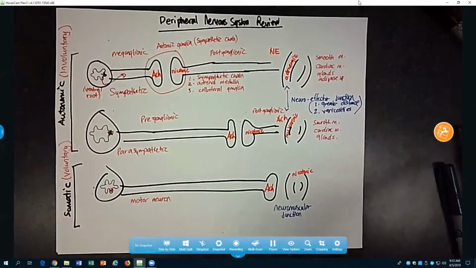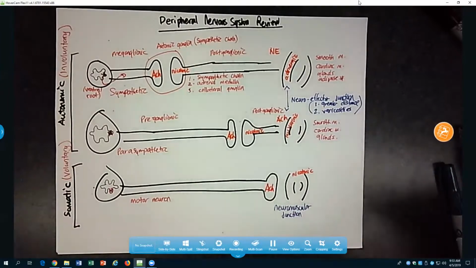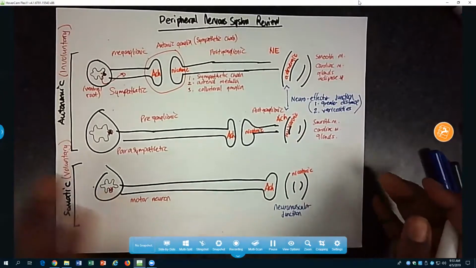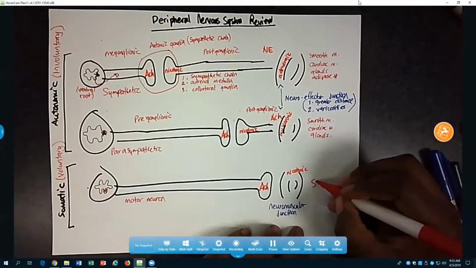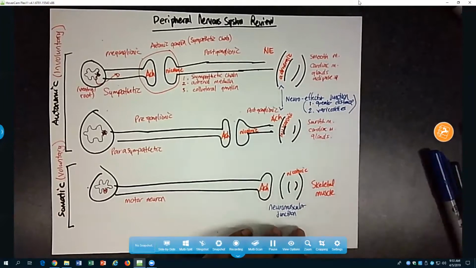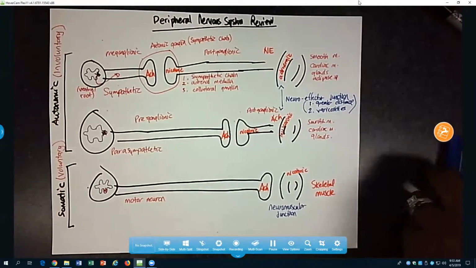Alrighty. And let's put our effector tissue. So our effector tissue for the somatic nervous system, we know is going to be skeletal muscle always. Okay. All right, any questions here? Any questions on this? Oh, two more things we forgot to touch on.